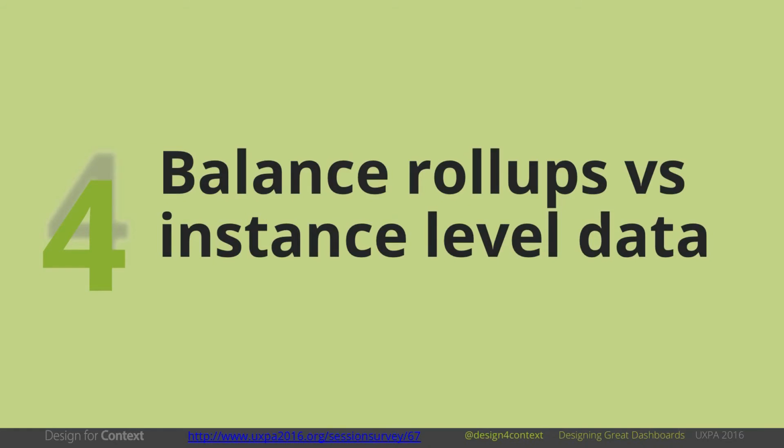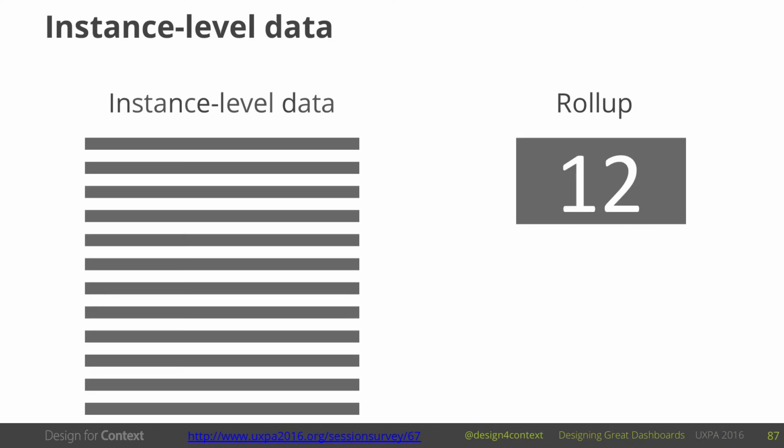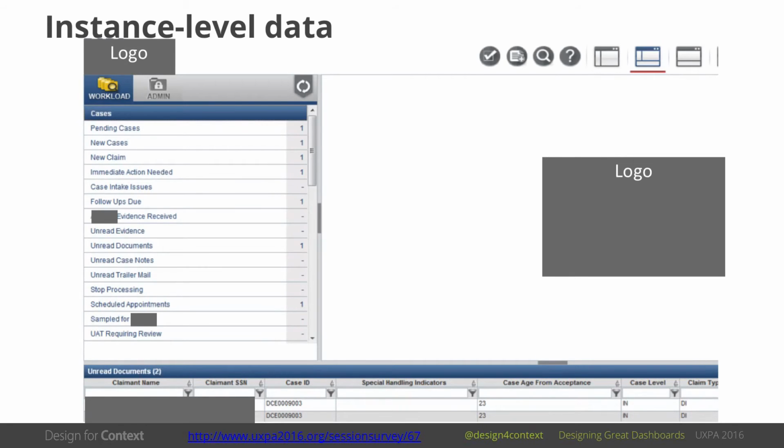All right, so balancing roll-ups versus instance level. Instance level means each item in the list is its own thing. It's to-do items or invoices or whatever you've got a list of, whereas a roll-up is an aggregate. And what I find is that you can't reasonably show very many instance level items in a dashboard. A dashboard is better suited to roll-ups most of the time.